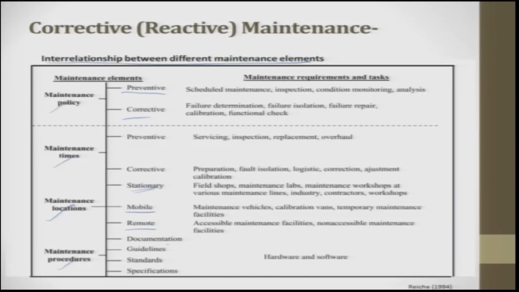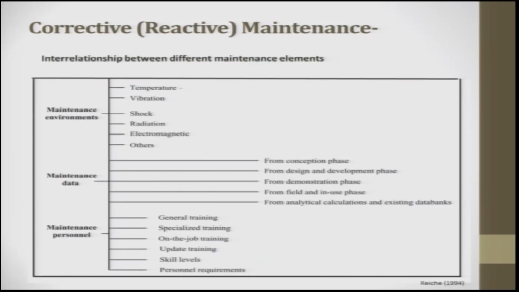Then procedures, it can be documented guidelines, standards and specification. This can be in hardware, this can be in software, which can be shared or transferred to the people. The maintenance environment should be temperature proof, vibration proof, shock proof, radiation proof, electromagnetic proof. When you are talking about sensors or electronic gadgets, EMI plays a very important role.